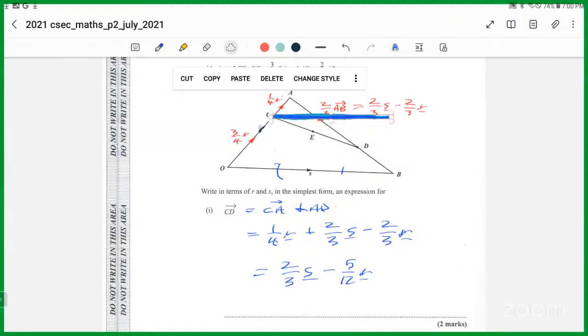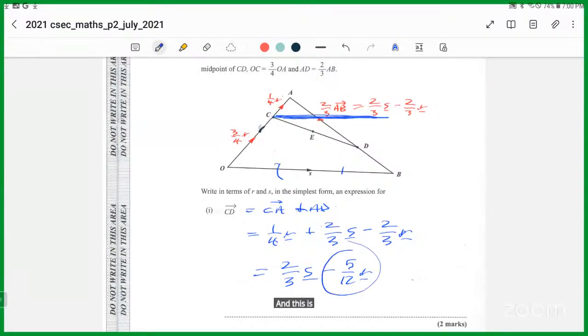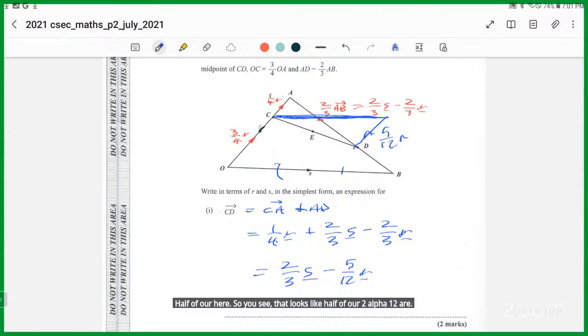And this is 5/12 R. That's less than a half. 6/12 will be a R with a half. 5/12 is less than a half. Right? So this is a whole R. Half of a R will be about here. So you see, that looks like half of a R for 5/12 R. This is like 5/12 R in the opposite direction.